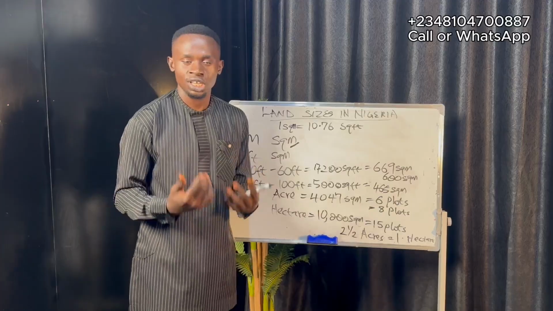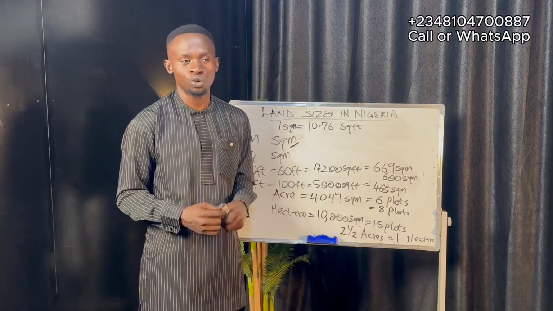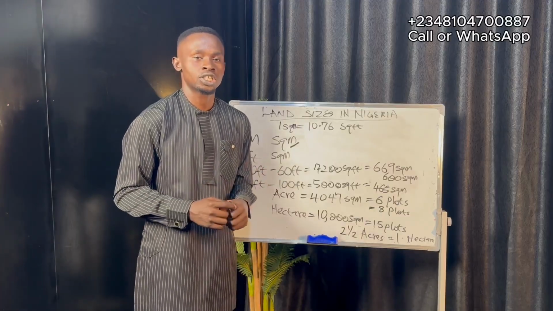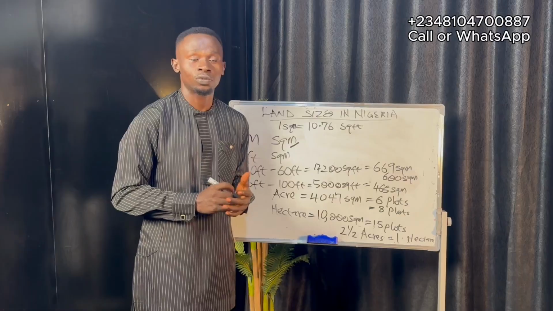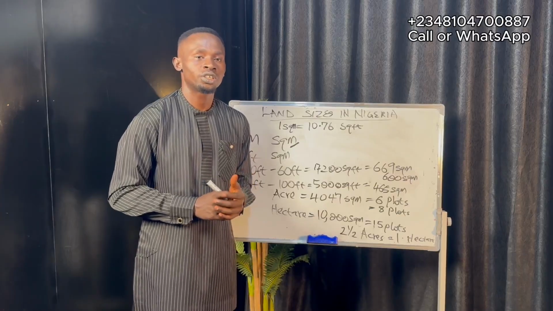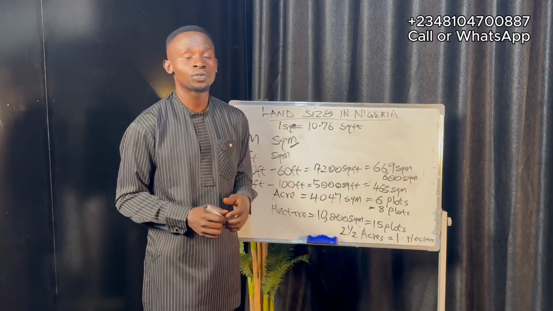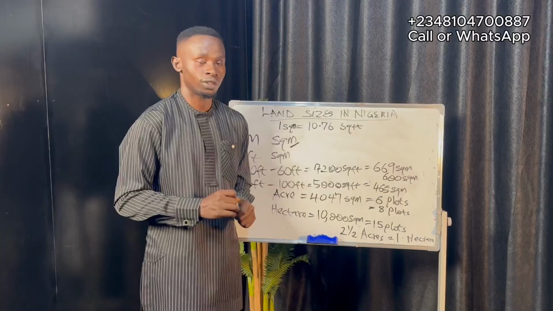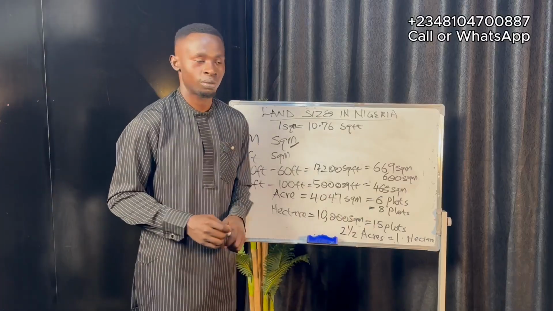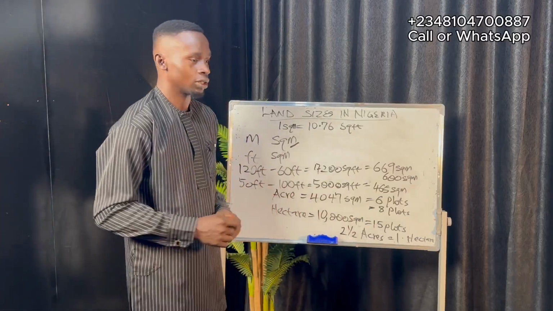So when we sell to clients, especially when we are doing promo for any of our properties, we normally tell clients, if you are buying a hectare of land, you're going to get 2.5 acres, which is going to give you approximately 15 plots of land. So that's what it's all about. I hope you understand this calculation.